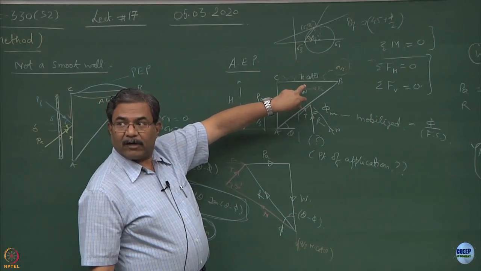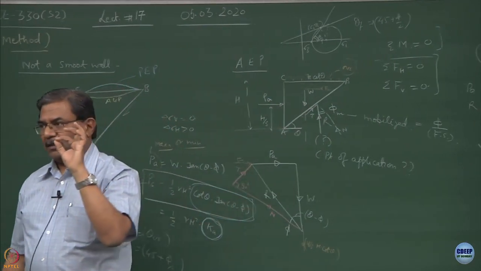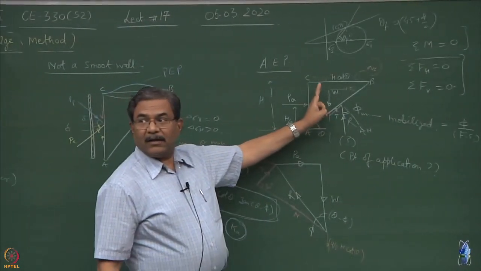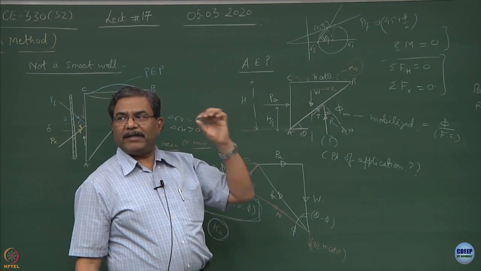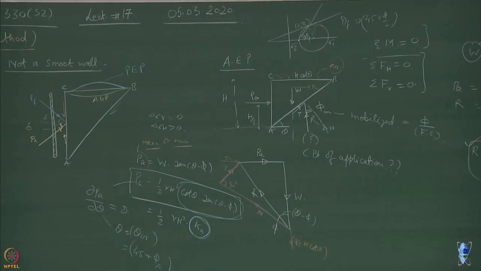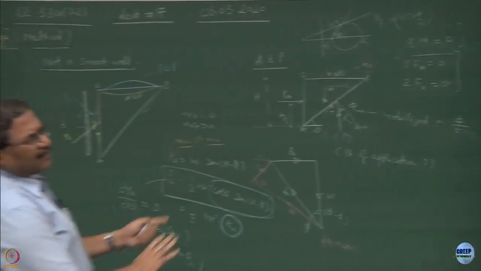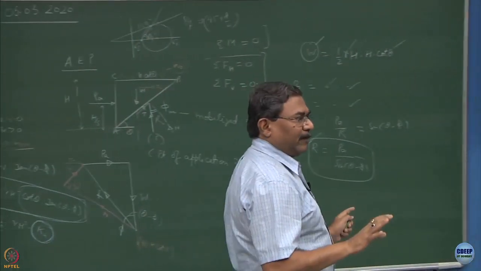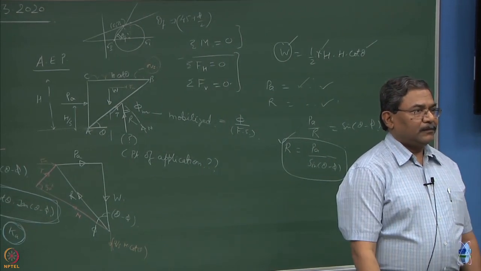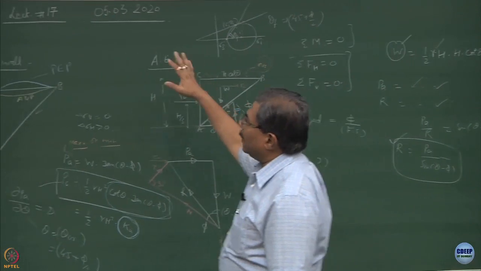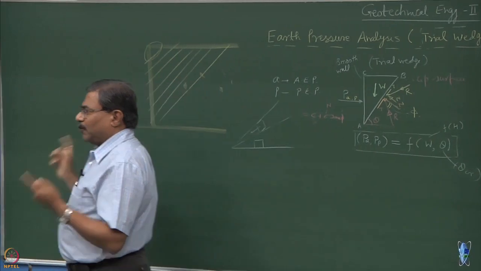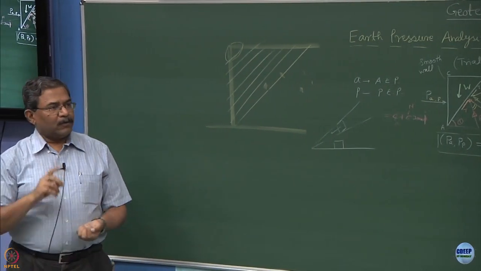Infinitesimal. You understand what is the word infinitesimal? As small as possible, clear? W tends to 0, a very thin slice, P A tends to 0. When W becomes finite, P A has to be finite. I think this is fairly simple, is it not? So, all concepts I have given to you. You have to start from the basics and just develop these edges and free body diagrams, force vectors and that is it. Now, let us move on to the passive earth pressure case.